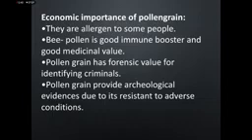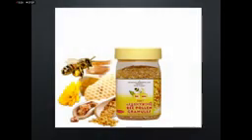Then pollen grain provides archaeological evidence due to its resistance to adverse conditions. During excavation of archaeological sites, we get several evidences. Pollen grain also acts as evidence because this sporopollenin can withstand several thousands of years. So we can easily identify that ancient flower or plant by identifying this pollen grain.